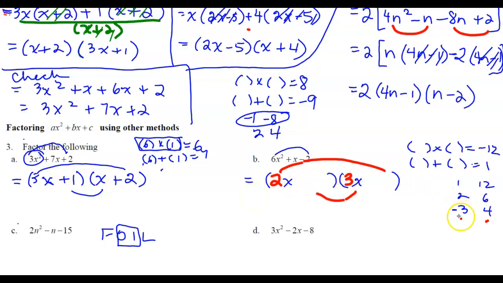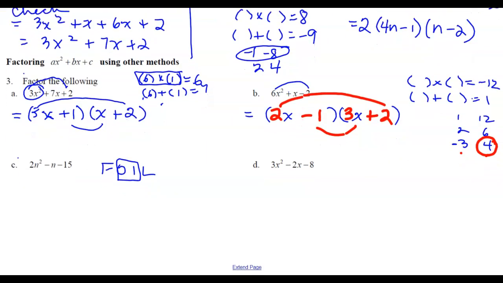And now my outside, well, 2x, I can't get negative 3. So that's going to be for this one. So my outside will be a plus 2 here to get the 4x. My inside, to get negative 3, would be a minus 1. And then always expand back to check. 2x times 3x is 6x squared. Plus 4x minus 3x is 1x. Negative 1 times 2 is negative 2. Okay.